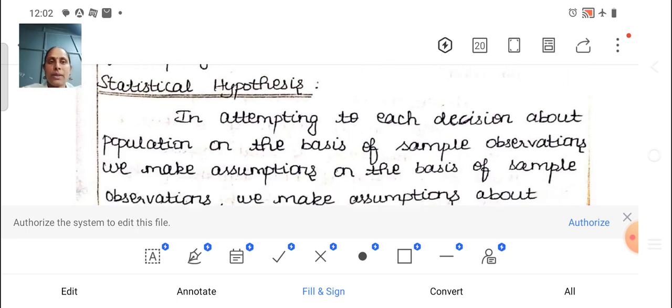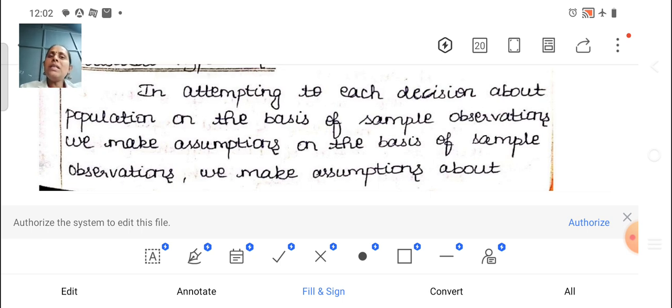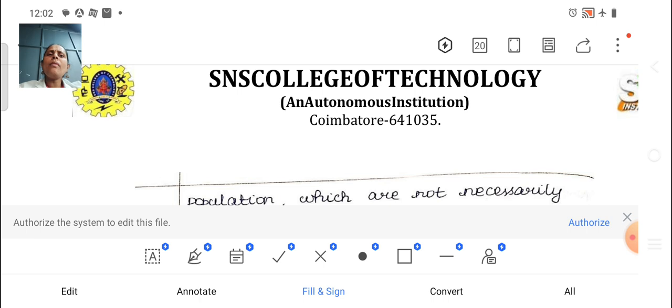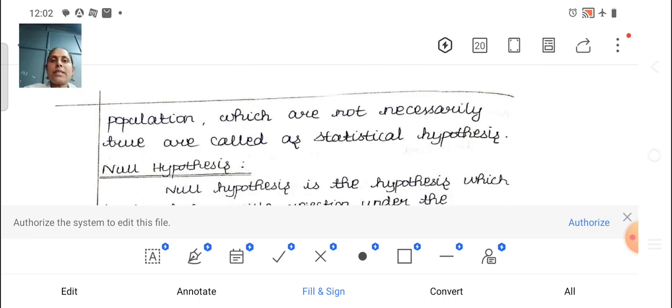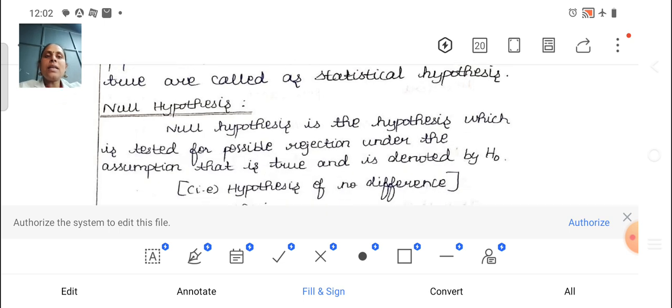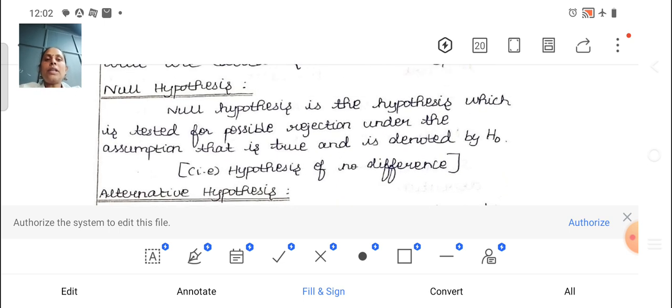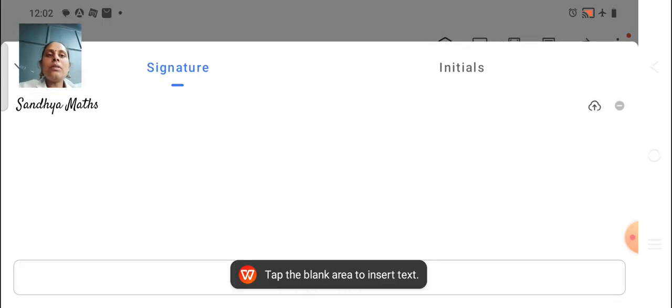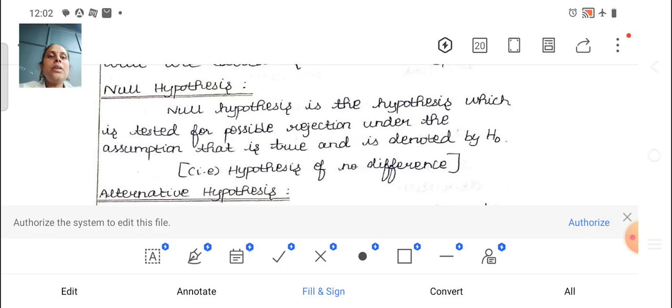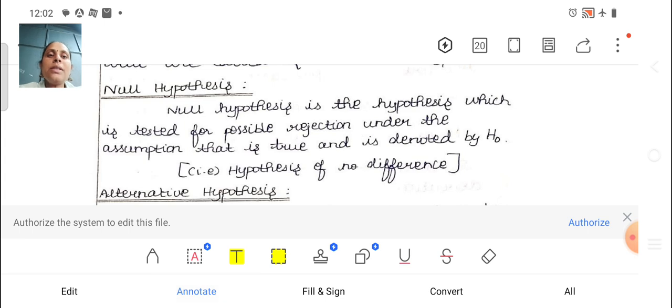Next, statistical hypothesis. In attempting to reach a decision about the population on the basis of sample observations, we make an assumption on the basis of the observation. These assumptions about the population, which are not necessarily true, are called statistical hypotheses. In the statistical hypothesis, there are two types.